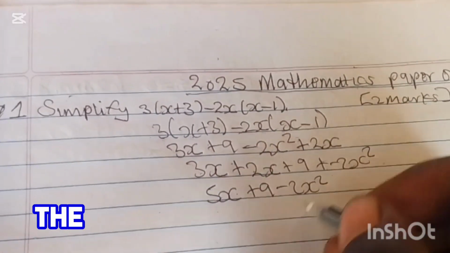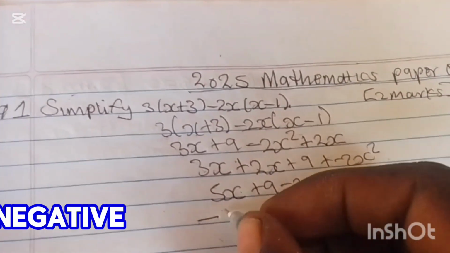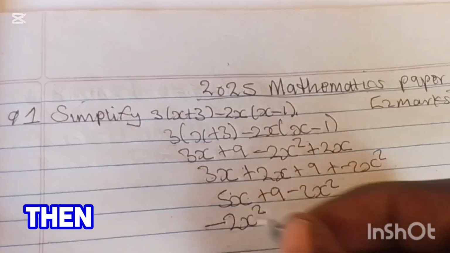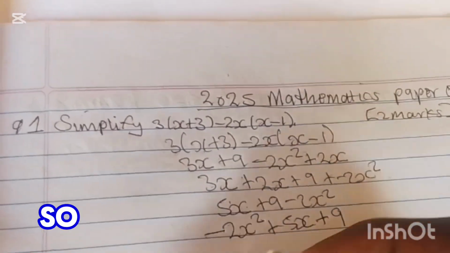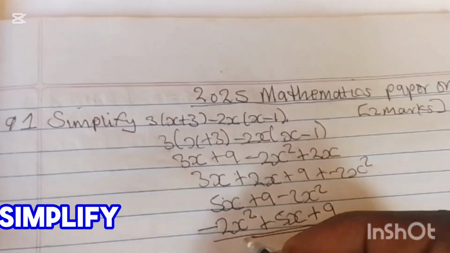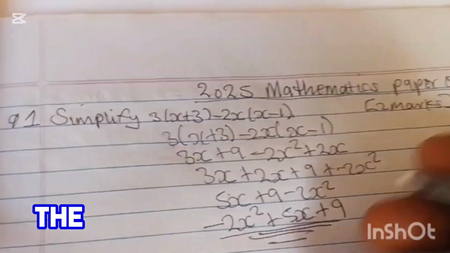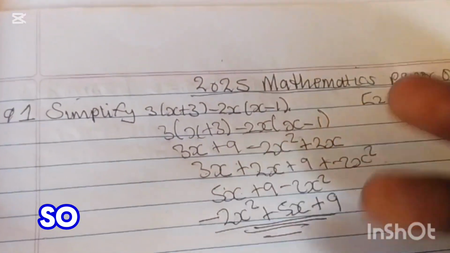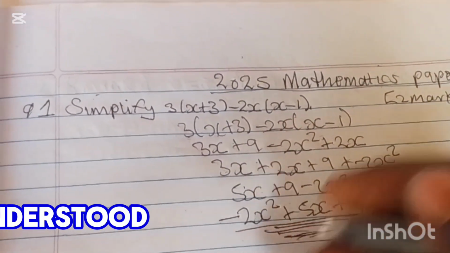We start with the coefficient of x squared, which is negative 2x squared, then the coefficient of x, which is 5x, plus the constant, which is 9. Here we were asked to simplify. If you want, you can go further by finding the product, sum, and factors, but we end here. Remember, this is paper 1, you need to be fast. If you haven't understood, please click on the comment box.